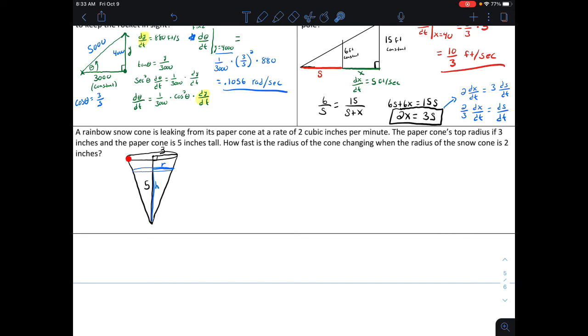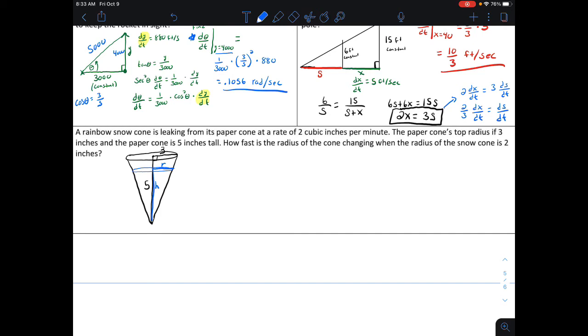So the paper cone does not change because that is what the actual snow cone is inside of. It has a radius of 3 inches and a fixed height of 5 inches. Now inside of this paper cone is going to be what's left of the snow cone that is leaking. So inside of it, my snow cone, I have a radius of r and a height of h in blue.